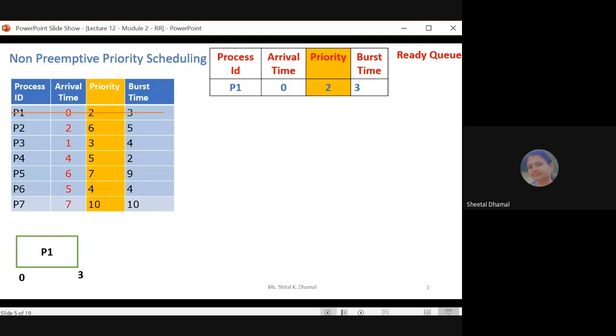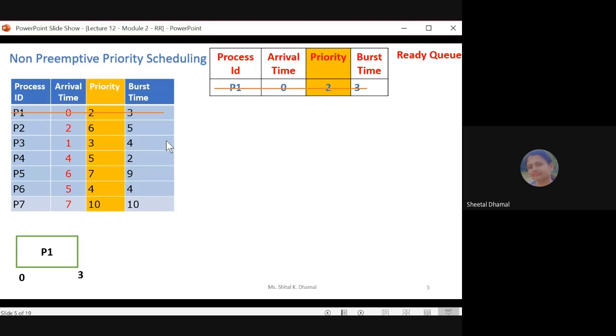So the arrival time of the process P2 is equal to 2 and the arrival time of process P3 is equal to 1. Here you can observe that process P3 has arrived at 1 o'clock, if I consider it on an hour basis, and P2 has arrived at 2 o'clock. So at first I will select the process P3 from this table. Then you have to place that process P3. Yes, this thing is remaining.